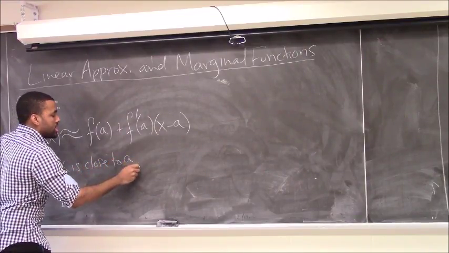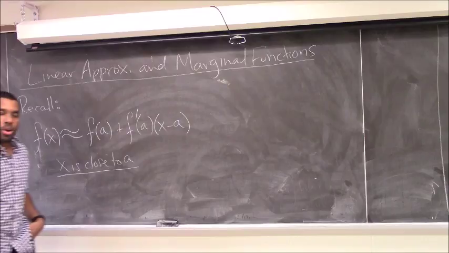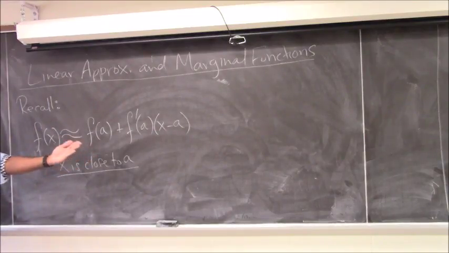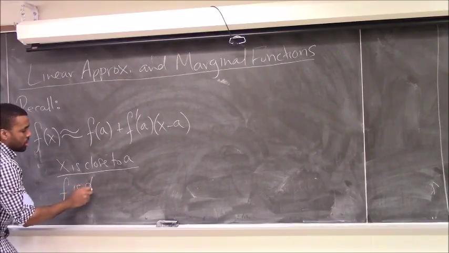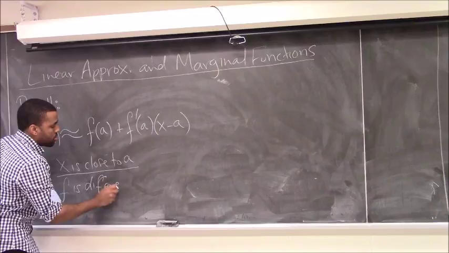So this isn't really a long-range strategy for approximation. If your points are far from each other, this is probably not the best way to go about guessing what that second point is. But when your points are relatively close, you can use this. And of course, we're assuming that f is differentiable, so we can find a derivative.